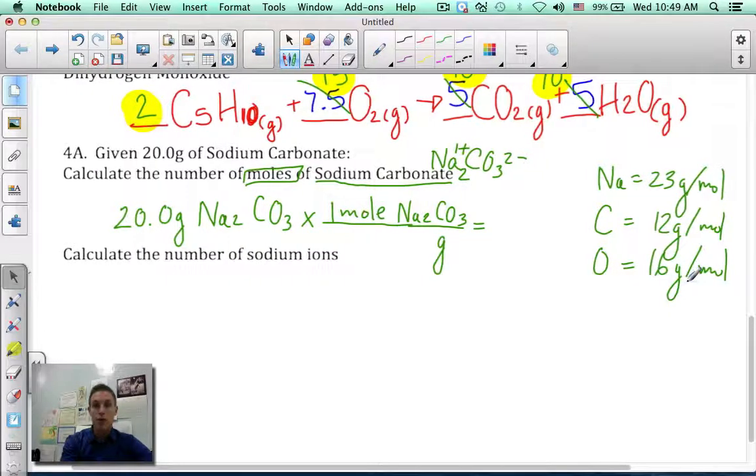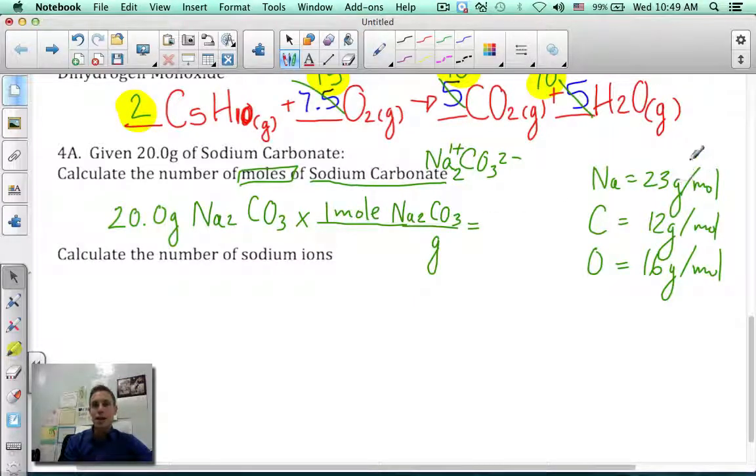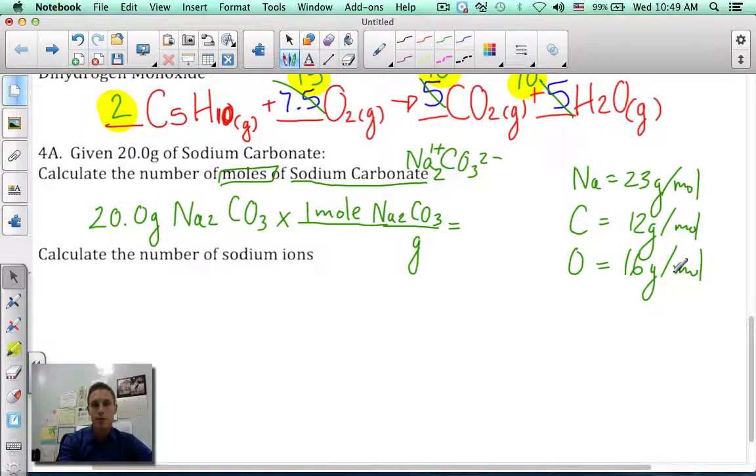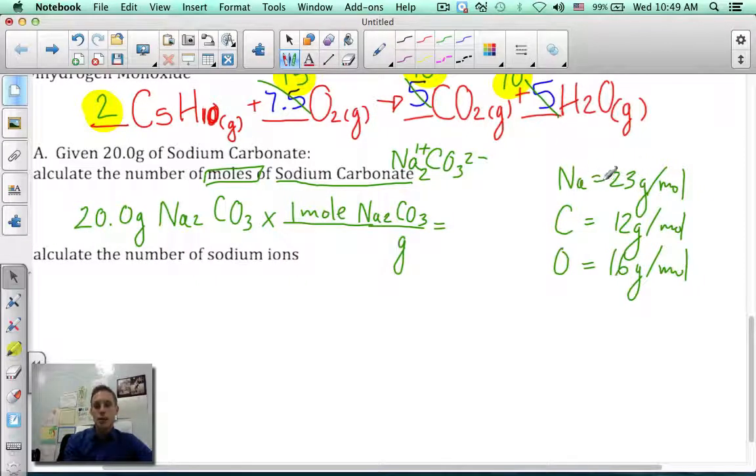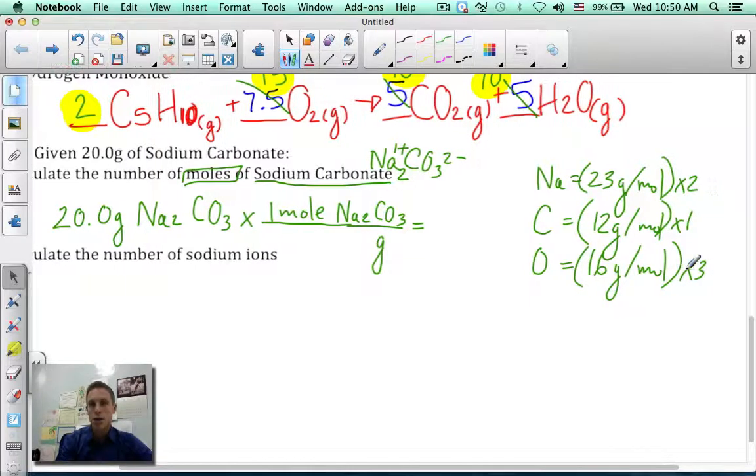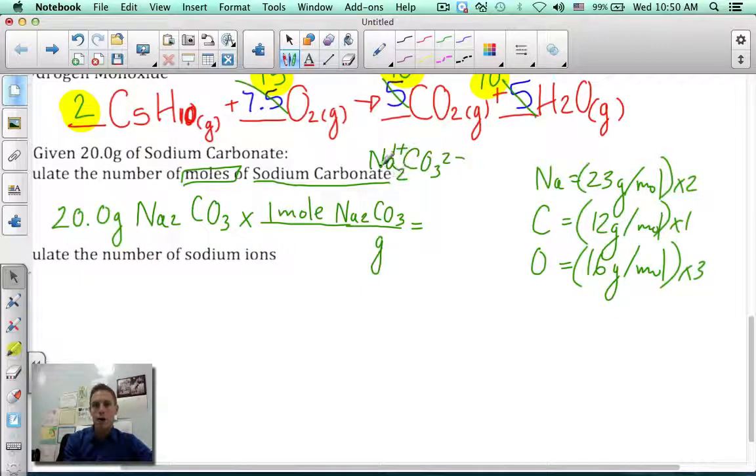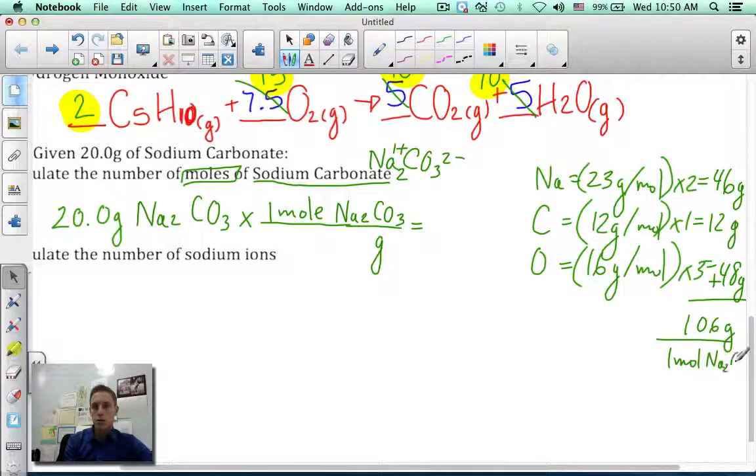Should have made that over a little bit farther to the right, but that's okay. So now if I multiply this sodium times 2, and then I multiply the carbon by 1, and I multiply the oxygen by 3, and I do this because there are 3 oxygens for every 1 sodium carbonate, and there are 2 sodiums, I will get 46 grams, I will get 12 grams, and I will get 48 grams. When I add those numbers up, I get 106 grams. 106 grams for every 1 mole. For every 1 mole of, you said it, sodium carbonate.